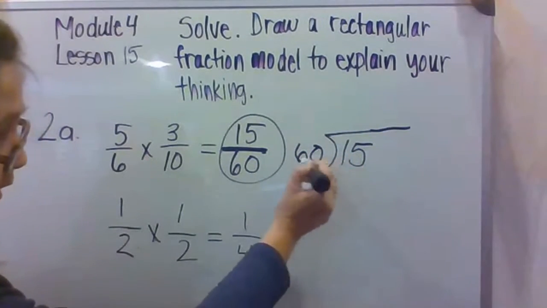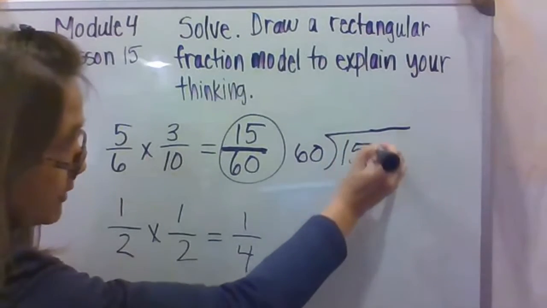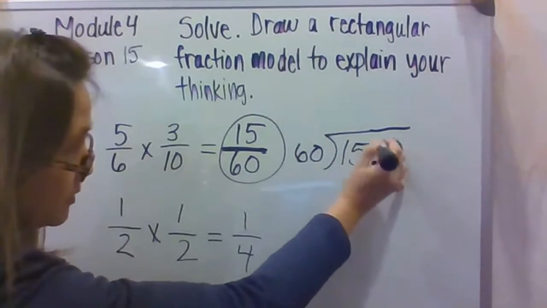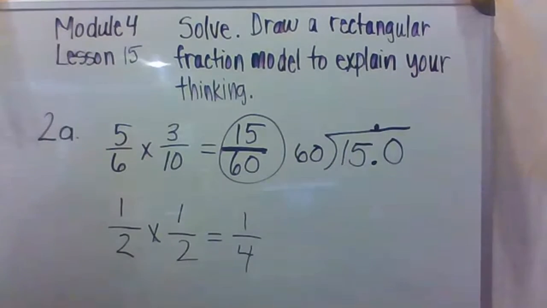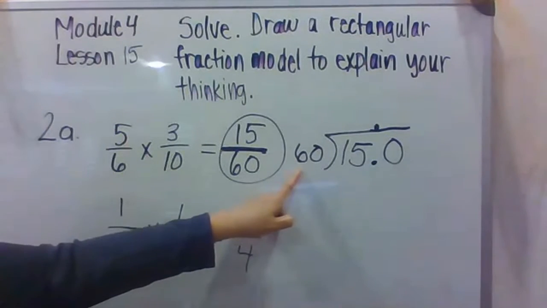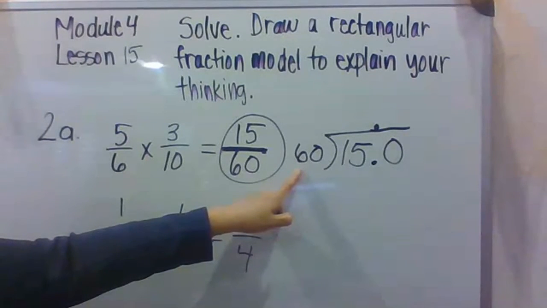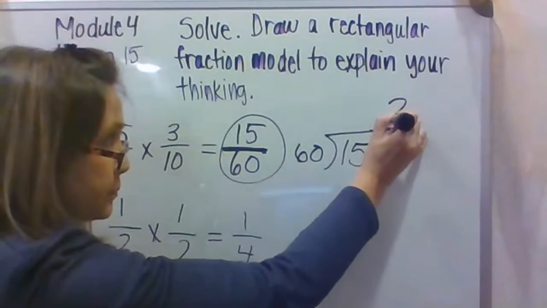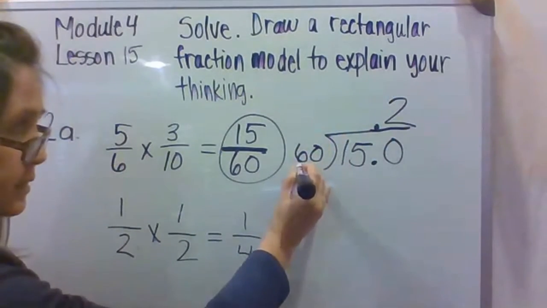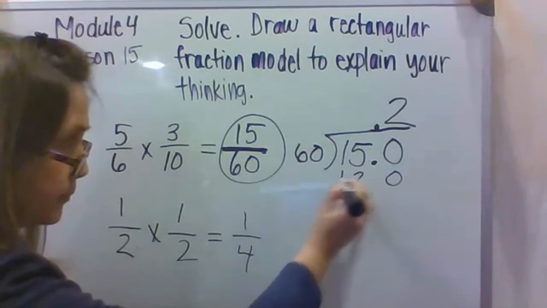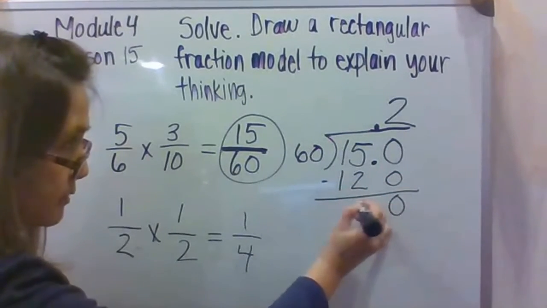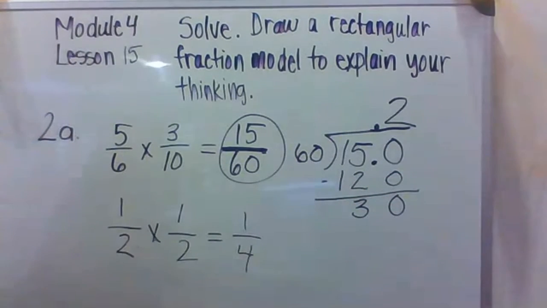So how many 60s are in 15? Well, we'd say 0, right? So we'd insert the decimal and pop in a 0. So how many 60s are in 150? So think, how many times would that share? So think, 6 times 2 is 12. 6 times 3 would be 18. So could I go 3 times? So I'm going to say it will share 2 times. 2 times 60 is 120. When I subtract, I end up with 30.